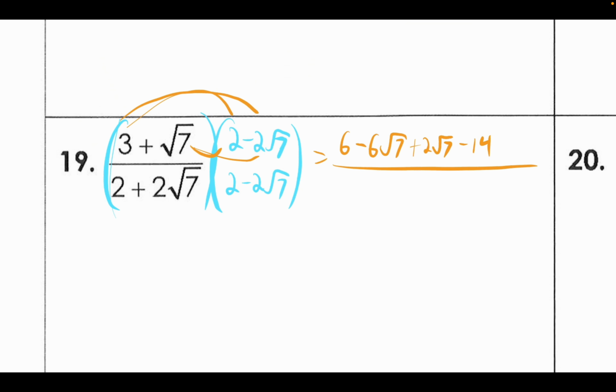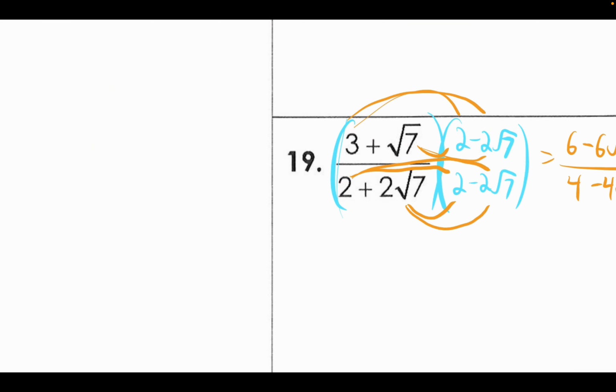On the bottom, 2 times 2 is 4. 2 times negative 2 square root 7 is negative 4 square root 7. 2 square root 7 times 2 is 4 square root 7. Those are the middle terms that will zero out. And then 2 square root 7 times negative 2 square root 7. I'll write this off to the side for those that may benefit. Lots of us may. 2 times negative 2 is negative 4. Square root 7 times square root 7 is 7. And that gives us negative 28.